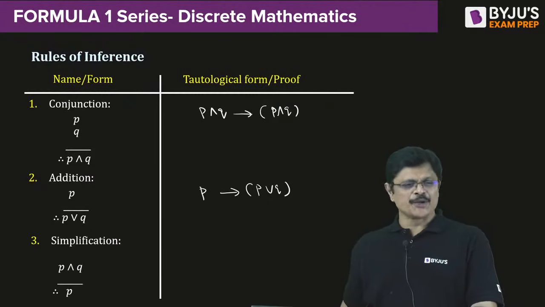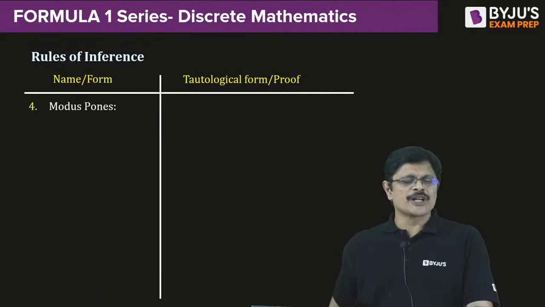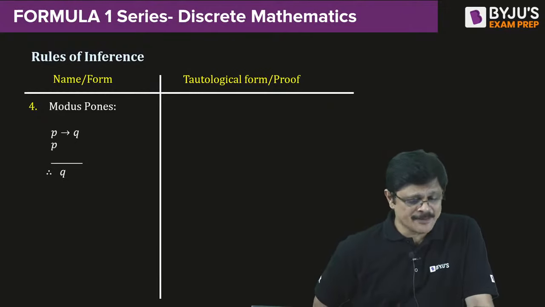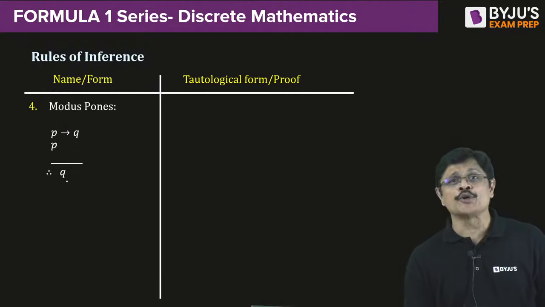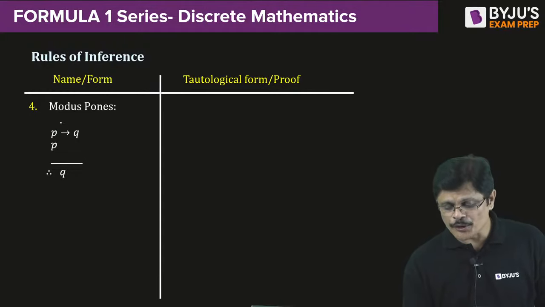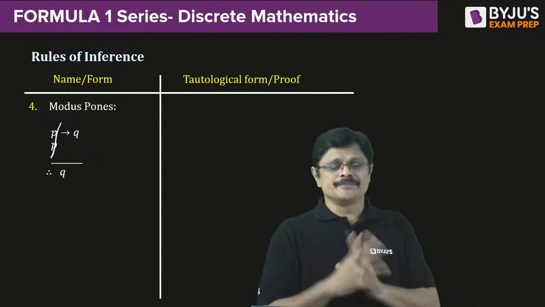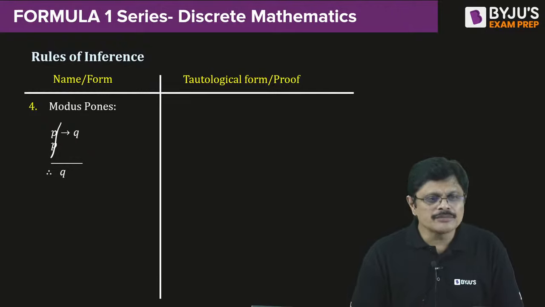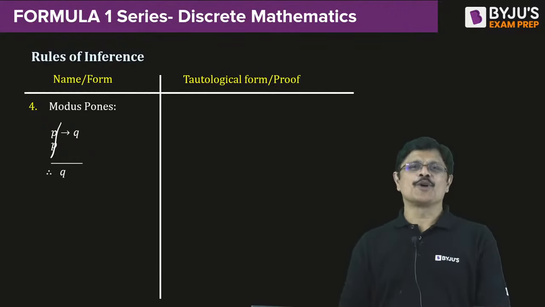Simplification says P and Q implies P, my dear friends. And the most important one is modus ponens, or rule of detachment. What this rule says is: P implies Q, P is given, then I can conclude Q. From these two I can conclude Q. If you talk, then I stop. You talk, then what should I do? I should stop the class. Correct or not?